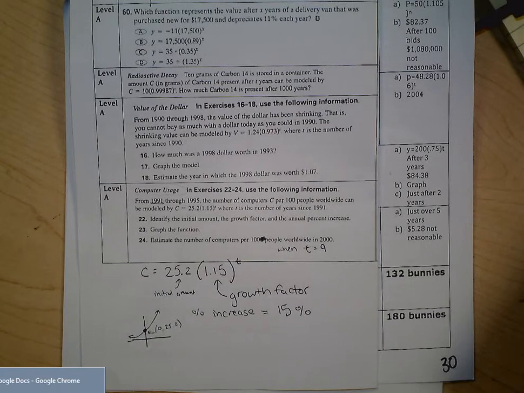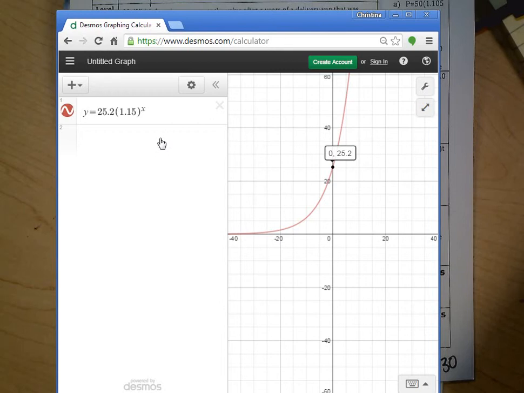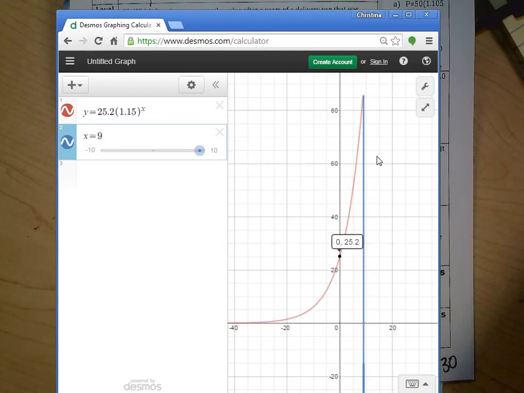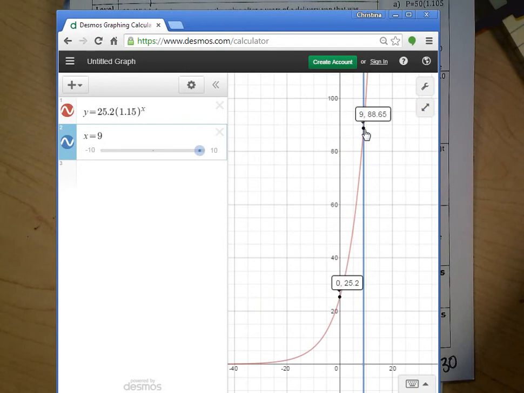Using Desmos here, I put x instead of t, it doesn't matter. So when x is 9, I'm going to find my intersection point here. I'm going to keep going up, and I intersect when x is 9. So in 2000, when 9 years have gone by, I have 88.65 computers per 100 people. So 88.65, I'll write that down.